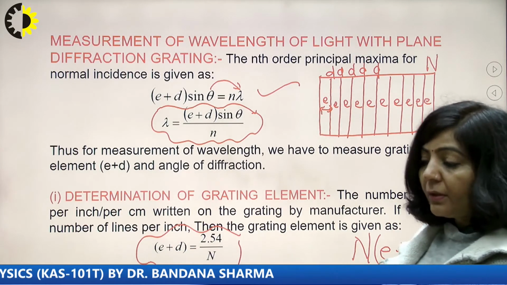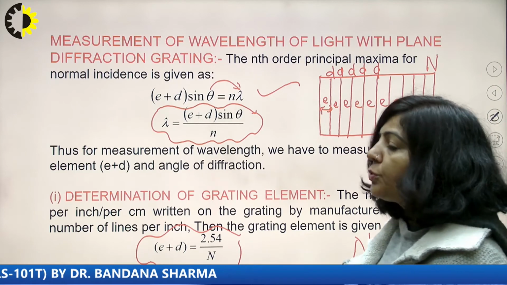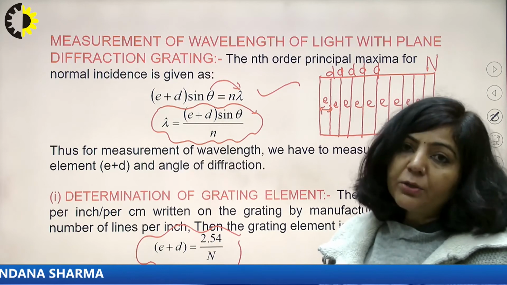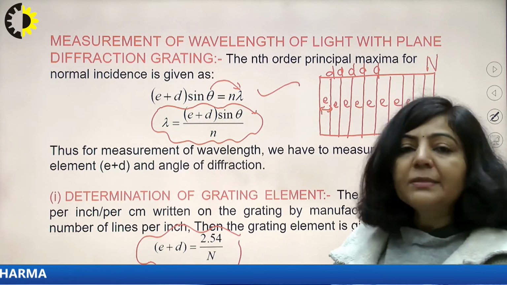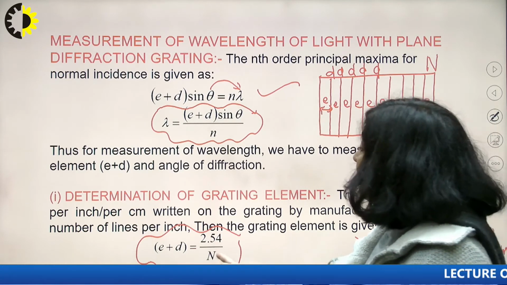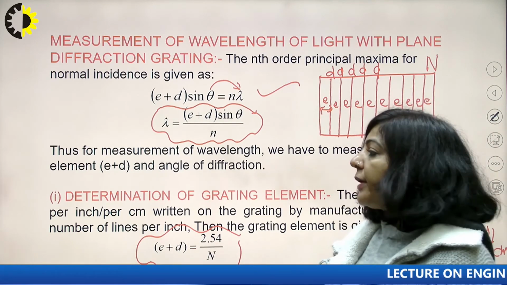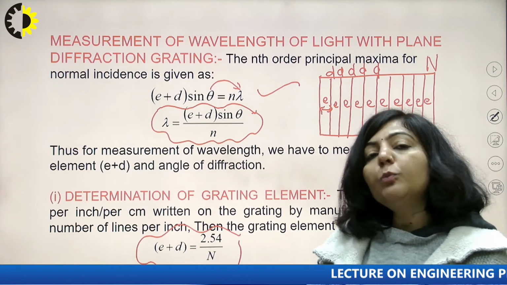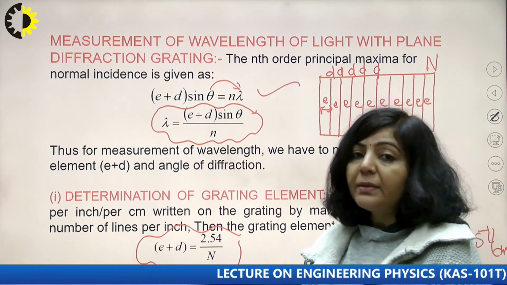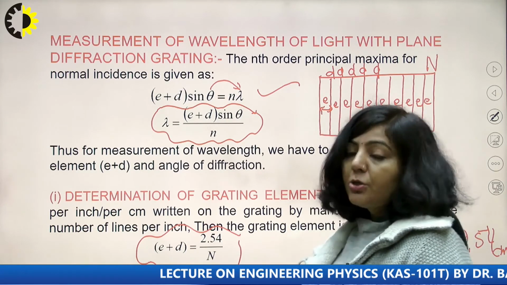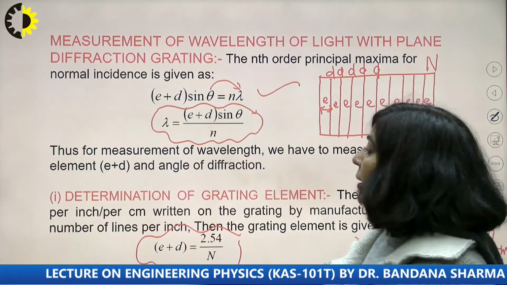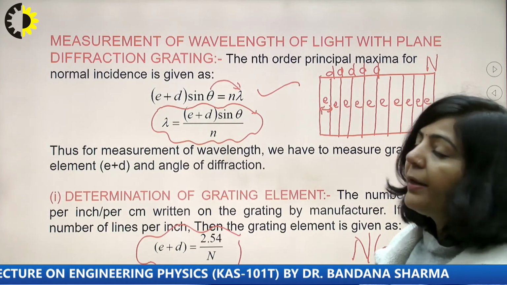So for the plane transmission grating, which is used to get the diffraction pattern for white light, a grating will be provided to you which has 15,000 lines in 1 inch. So if there are 15,000 lines in 1 inch, then this N will be equal to 15,000. So the grating element in that particular case will be 2.54 upon 15,000. I hope you are getting how to find this grating element, right? So this is another application of this, how you will find this grating element.